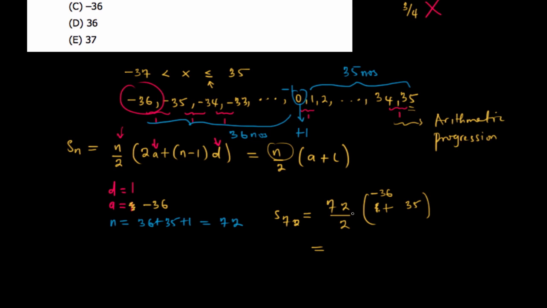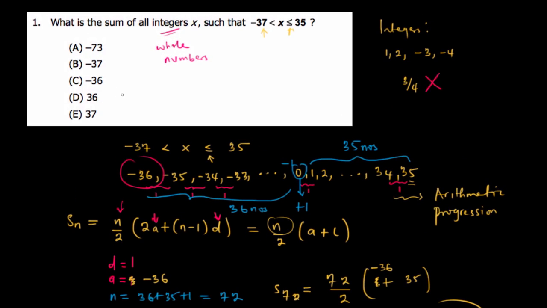So what we have here is 72 divided by 2 times, now negative 36 plus 35, that's going to give you negative 1. And when you multiply this together, you have negative 36. So this is the solution when you add up all the numbers, and that implies that the solution of this problem is going to be negative 36.